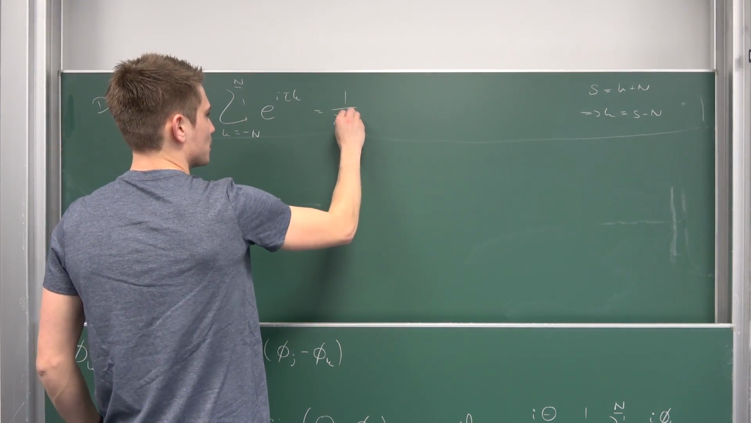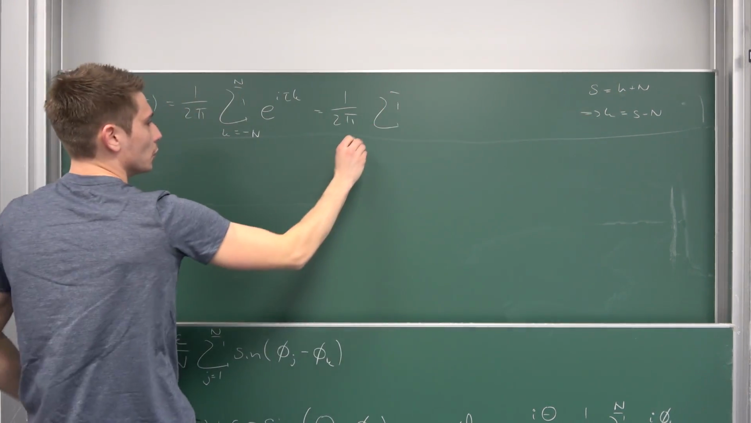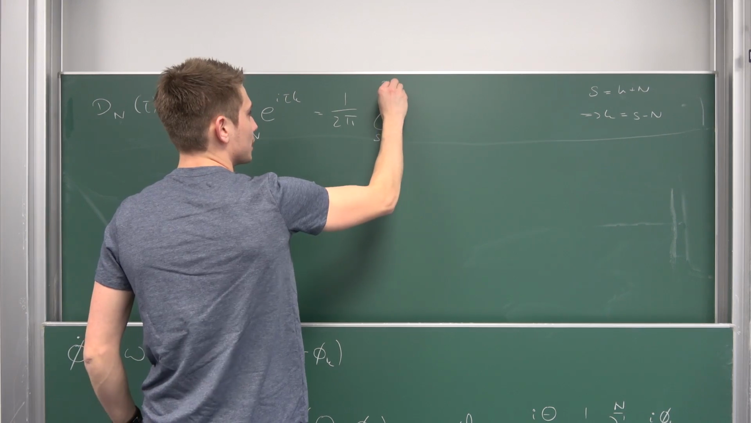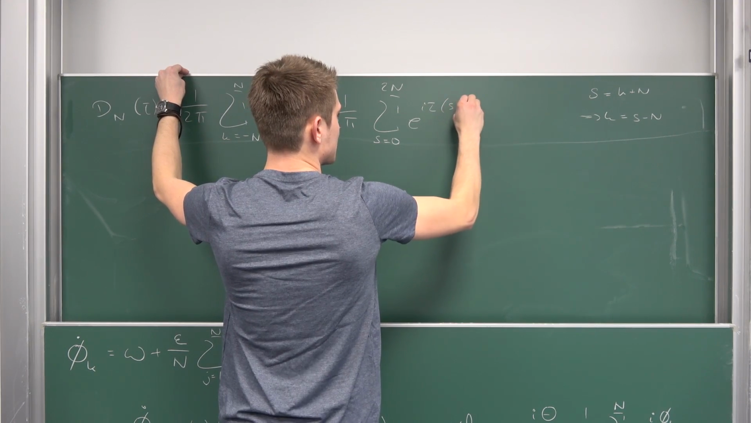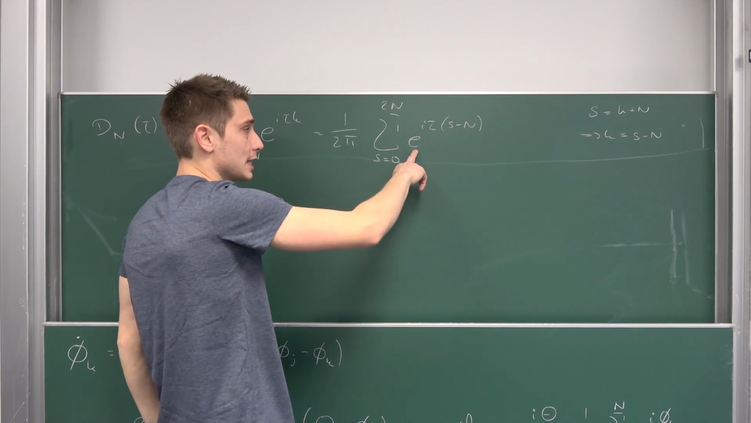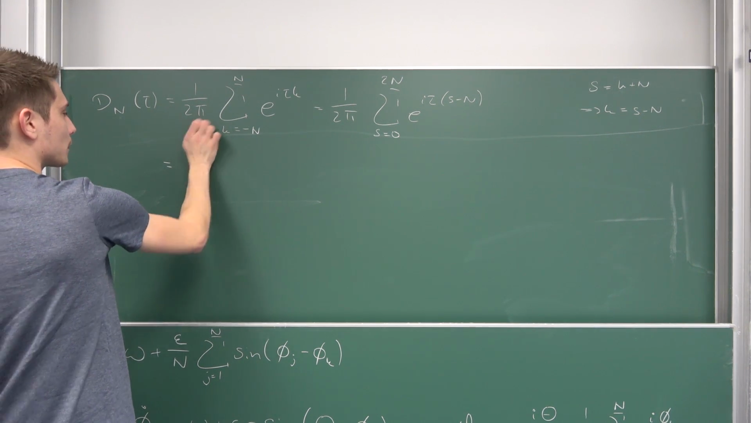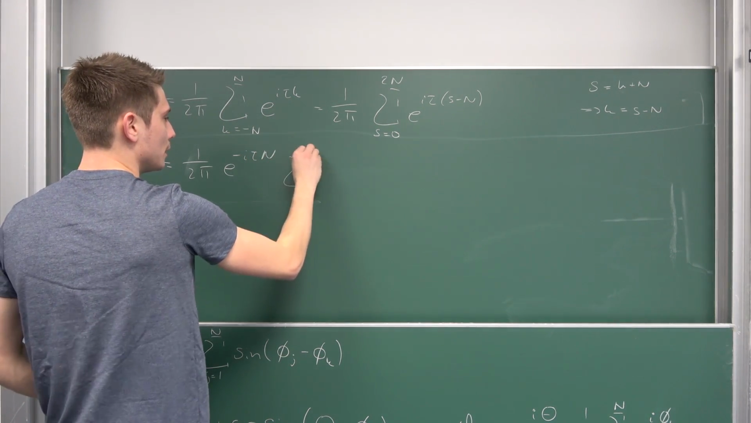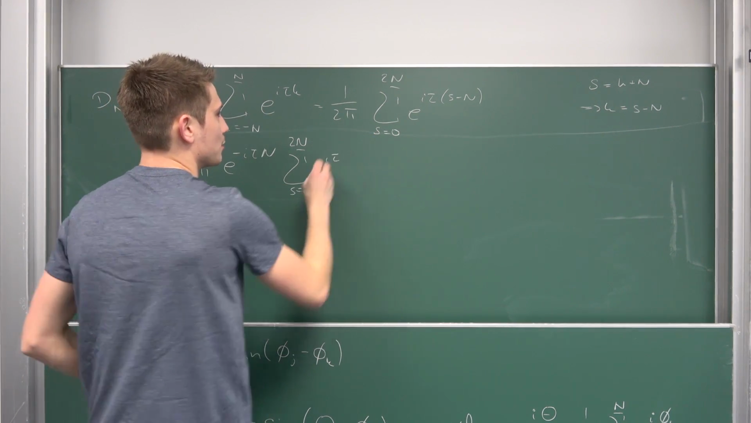Meaning we get 1 over 2 times pi times the sum running from, if we plug negative N into here, we are just going to get 0. That's good, s being equal to 0. If we plug positive N into here, this is N plus N, this makes 2 capital N. E to the I times tau times s minus N. Once again, one of those factors is independent of s, namely e to the negative I times tau times N. We can bring it to the outside. We're going to get 1 over 2 pi e to the negative I times tau times N times the sum running from 0 to 2 times capital N of e to the I times tau times s.